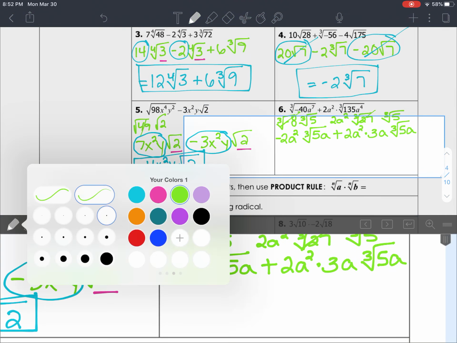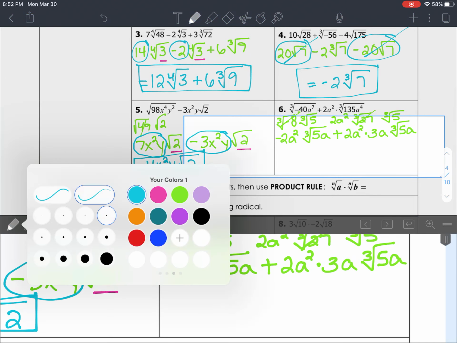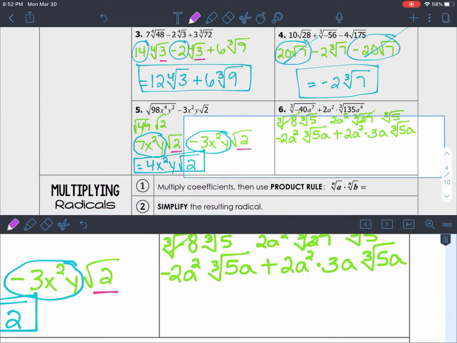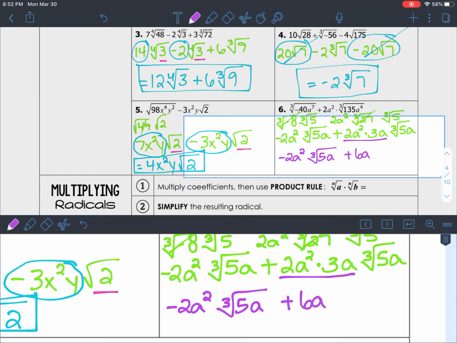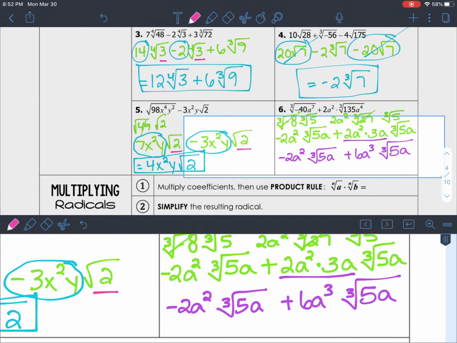My last step here is to just combine my information. So I'm going to do this in purple. I'm just going to combine these two. So I'll have negative 2a squared times the cubic root of 5a plus 6a to the 3rd times the cubic root of 5a. And then I'm going to look at my index, which are both 3. I'm going to look at my radicand, which are both 5a.